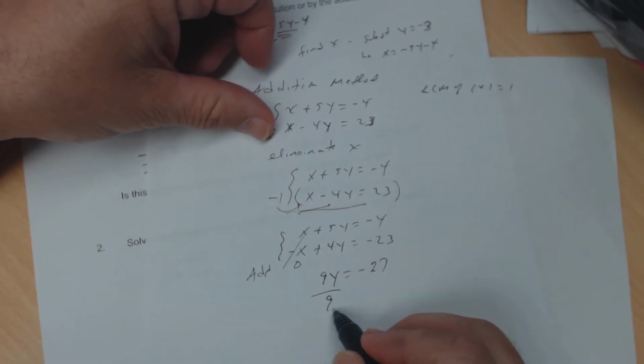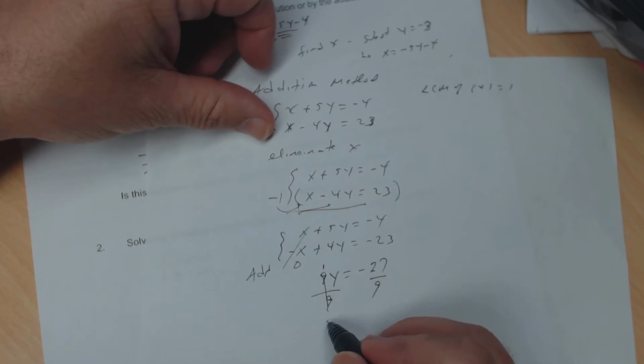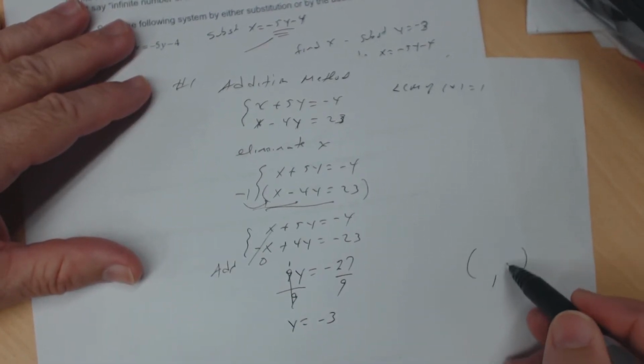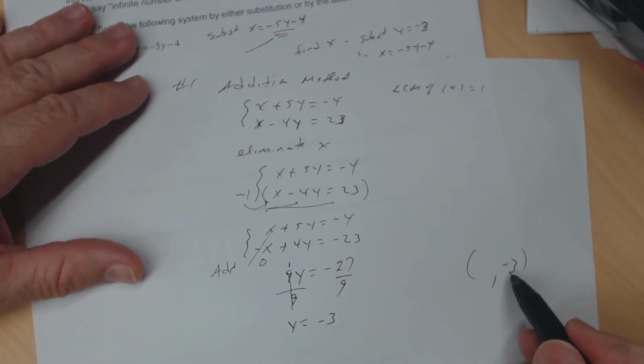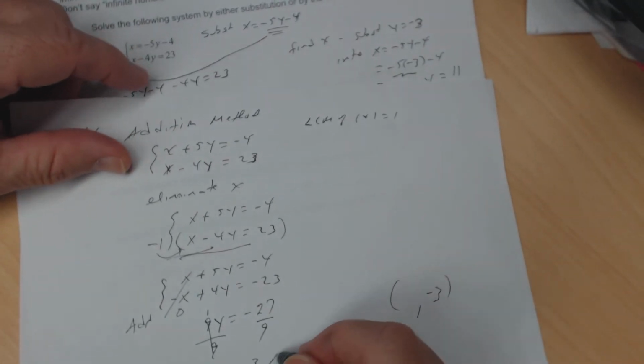And then divide both sides by 9. 9 divided by 9 is 1. 1 times y is y, so I get y to be negative 3. All right, so I found the y coordinate of my solution, negative 3, just like we did here. And then back substituting.